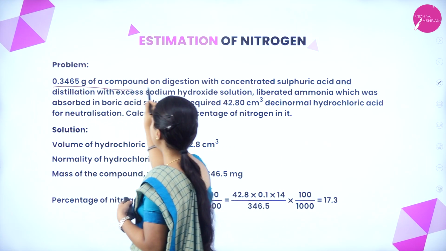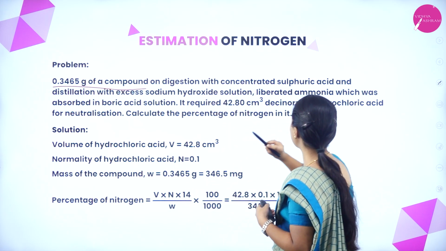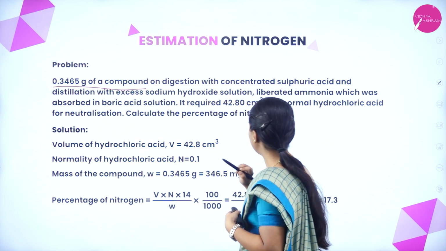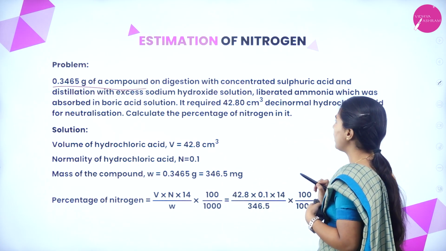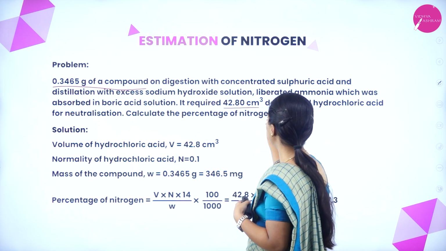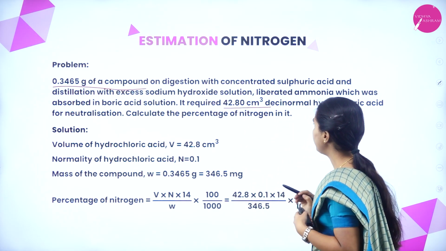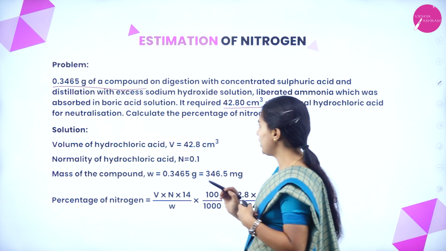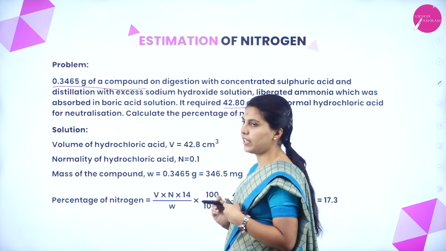0.3465 gram of an organic compound, on digestion with concentrated sulfuric acid and distillation with excess sodium hydroxide solution, liberated ammonia which was absorbed in boric acid solution. It requires 42.80 centimeter cube of decinormal hydrochloric acid for neutralization. Calculate the percentage of nitrogen in it.